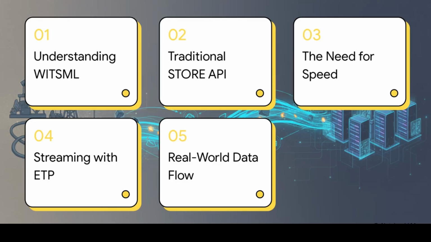Okay, let's dive into this. Here is our roadmap for today. First, understanding WITSML. Second, the traditional store API. Third, the need for speed. Fourth, streaming with ETP. And finally, number 5, real-world data flow.